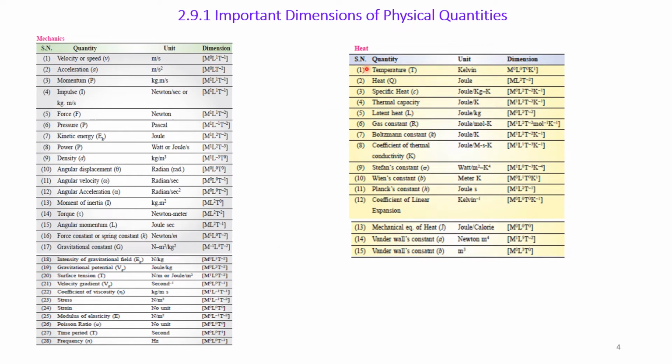You just go through, and when you complete the discussions in subsequent chapters, you can come back to this. Similarly, in the chapter on heat, there are about 15 parameters like temperature, heat, specific heat, thermal capacity, etc. These physical quantities are given units and their dimensions are given here. So please just glance and remember the different dimensions of physical quantities.